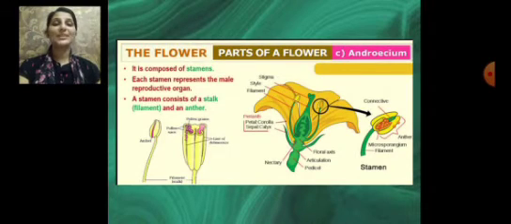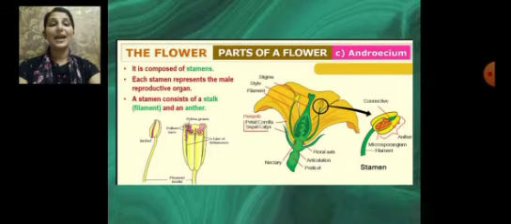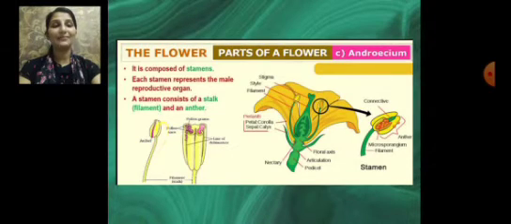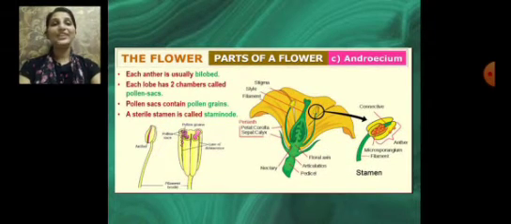A stamen is again divided into two main parts. It consists of a filament and an anther. So a stamen is composed of two main parts, a filament and the anther. Each anther is bilobed. That means it is made up of two lobes. And each lobe has two chambers, and these chambers are called the pollen sacs.